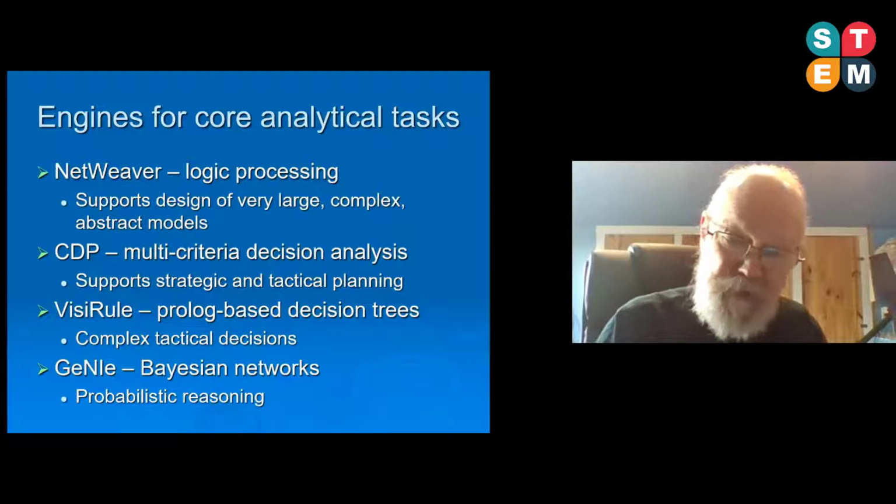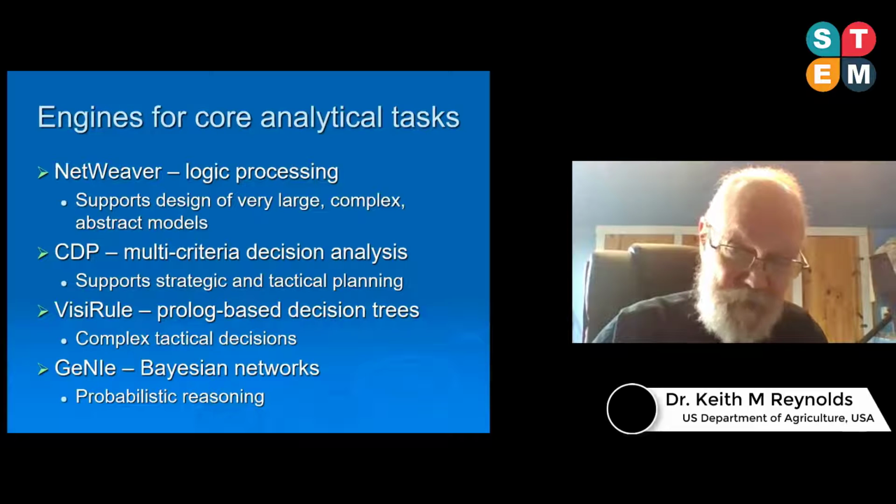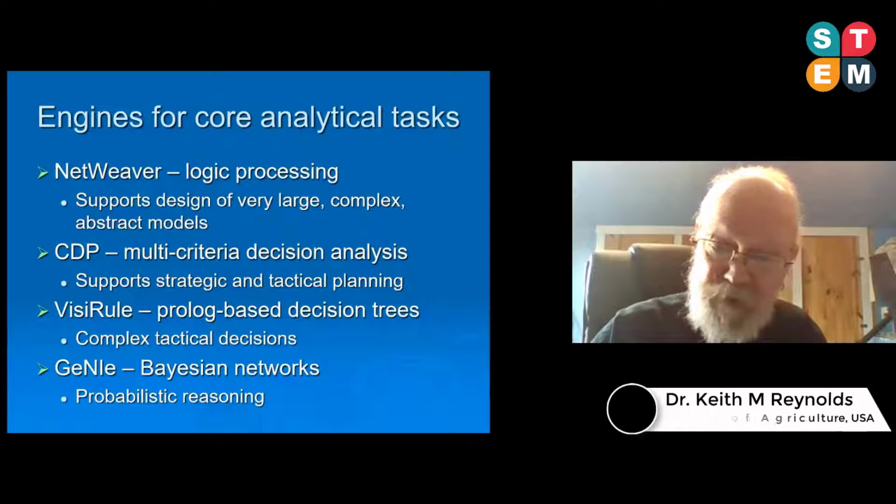We built that in as a complement to the CDP because CDP uses classical multiple criteria decision analysis, which is intrinsically linear. So at some point, the complexity of problems that technology can handle breaks down. However, VisiRule allows you to build extremely complex reasoning to support tactical, complex decision problems.